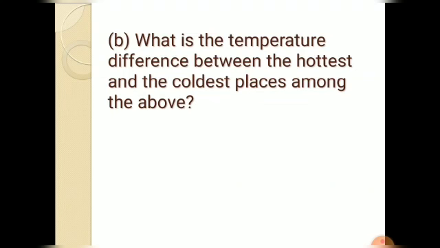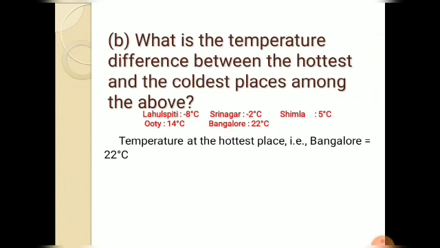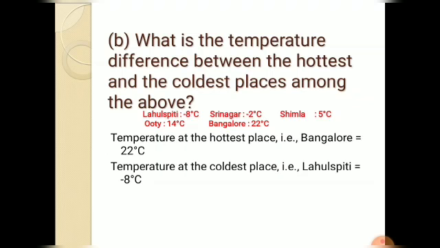Now, B part. What is the temperature difference between the hottest and the coldest places among the above? Now we have written all the temperatures and it has become very easy for us to solve this question. The hottest place is Bangalore, having 22 degrees Celsius, and the coldest place is Lahul Spiti, which is -8 degrees Celsius.